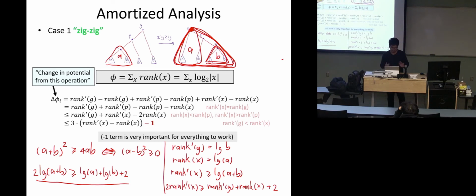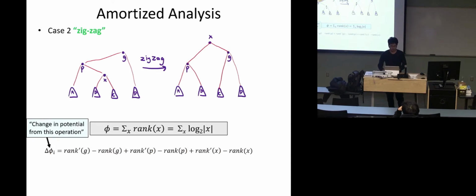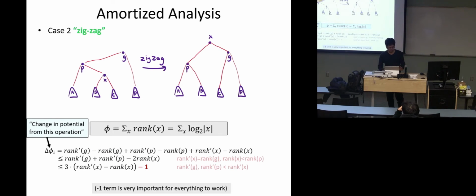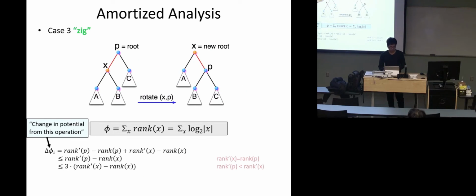So it doesn't matter too much. It's just some calculation, but I just want to do it for you once to see how things work. And just note this down. You get this change in potential. If you do it for zig-zag, do some calculation, simplify similar to before, you get the same thing. You have minus 1 here. How about zig? You get a similar thing, like this, but without minus 1.